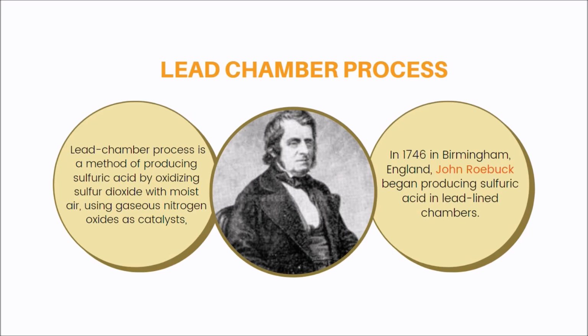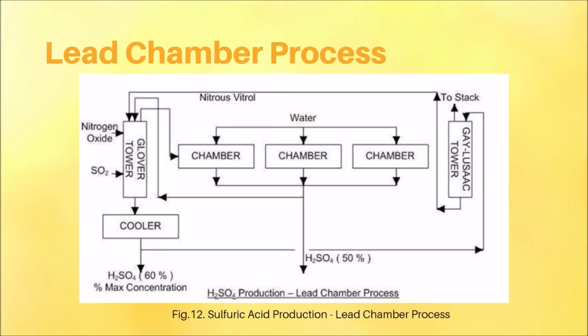The chamber process is also called the lead chamber process. It is a method of producing sulfuric acid by oxidizing sulfur dioxide with moist air using gaseous nitrogen oxide as catalyst. The reaction takes place primarily in a series of large box-like chambers of sheet lead. Here are the following equipments used in the chamber process.